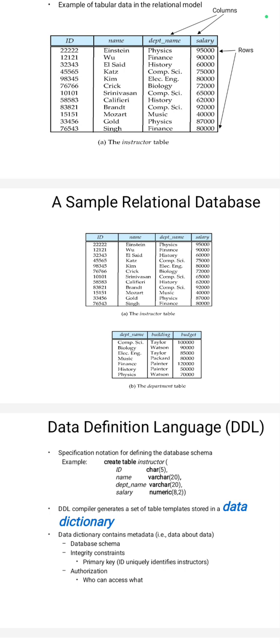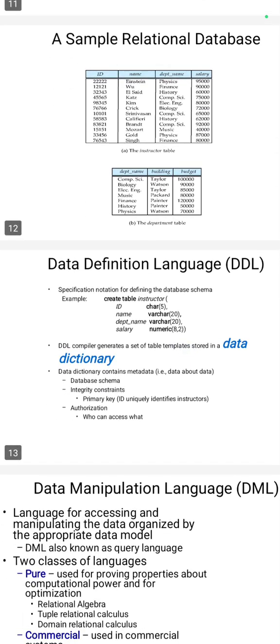So what is a data dictionary? A data dictionary contains the metadata, that is, data about data. When we are defining data, and that meaning is stored in another data, that can be called metadata. It holds the database schema, integrity constraints, and authorization: who can access or who cannot access the database, and what rights we are giving. Either the user can write, read, or do both.